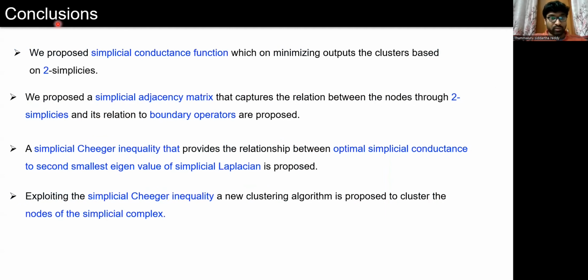So I conclude my talk with the following remarks. We proposed a simplicial conductance function which, on minimizing, outputs the clusters based on 2 simplices, and we proposed a simplicial adjacency matrix that captures the relationship between the nodes through 2 simplices, and we gave the connection of the simplicial adjacency matrix to the boundary operators. Further, we discussed a simplicial Cheeger inequality that relates the optimal conductance to the second smallest eigenvalue of the simplicial Laplacian. Further, using the simplicial Cheeger inequality, a new clustering algorithm is proposed to cluster the nodes of the simplicial complex.